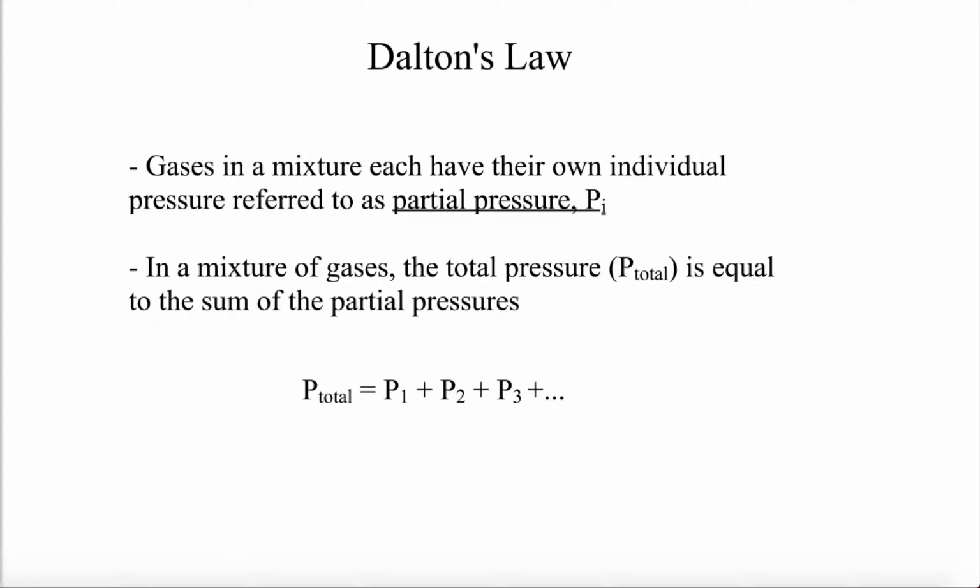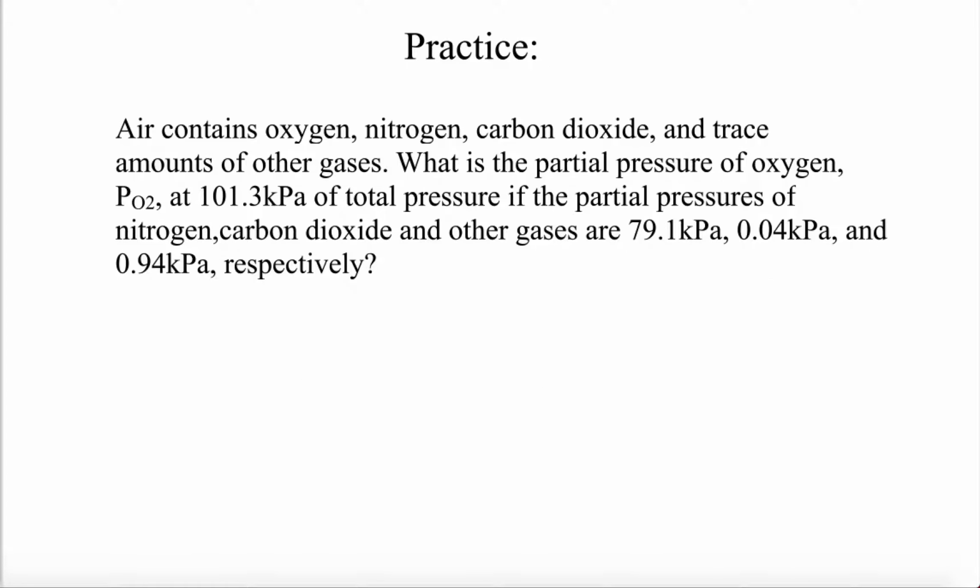So let's take an example of where this might actually be used. Air, like I mentioned before, is a mixture of different gases. It contains oxygen, nitrogen, carbon dioxide, and some trace amounts of other gases. So we want to figure out what is the partial pressure of oxygen, PO2, at a total pressure of 101.3 kilopascals if the partial pressures of the remaining gases are 79.1 kPa, 0.04 kPa, and 0.94 kPa respectively.